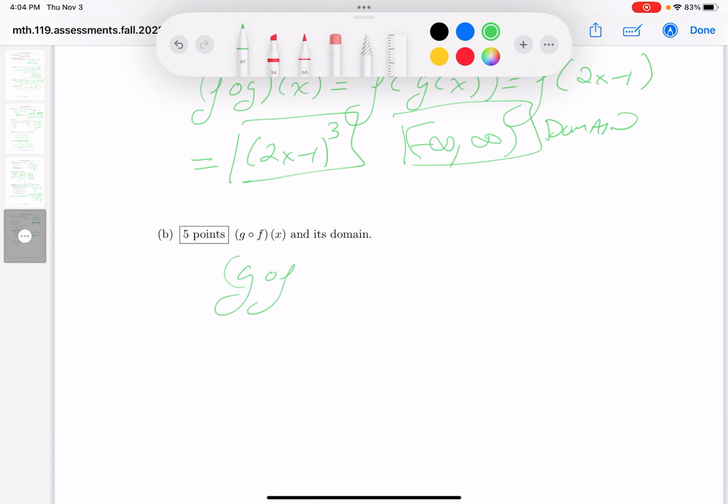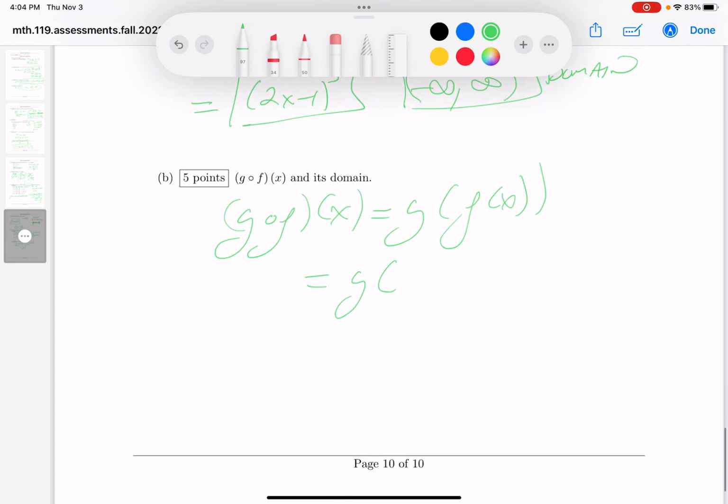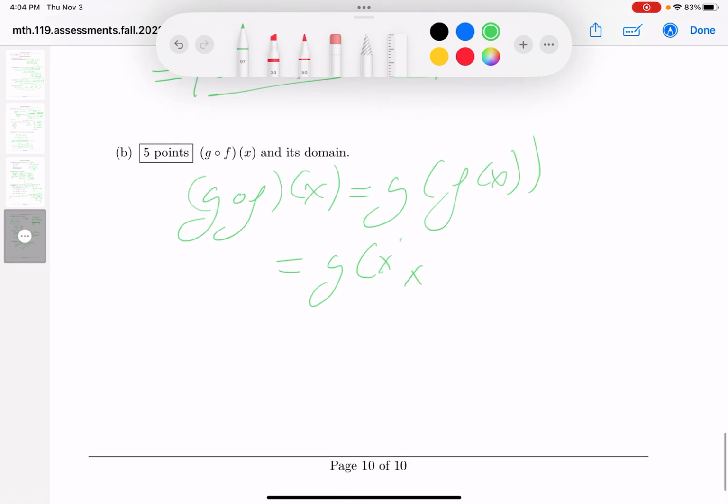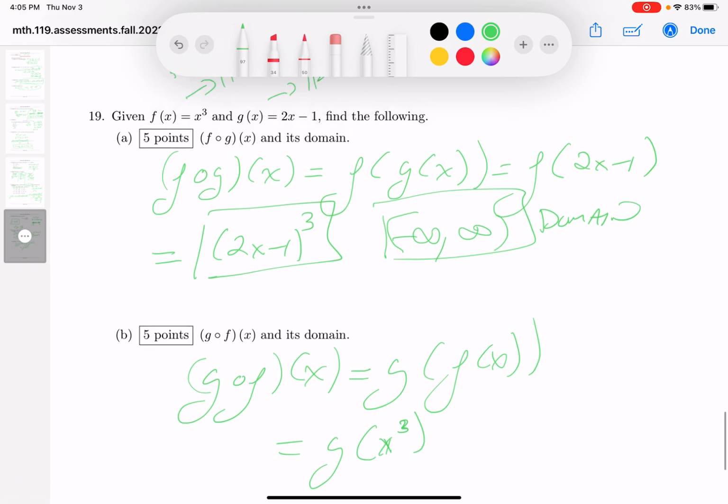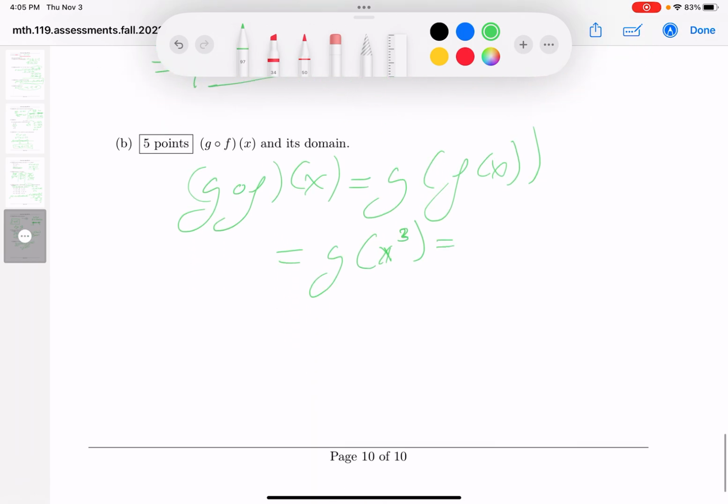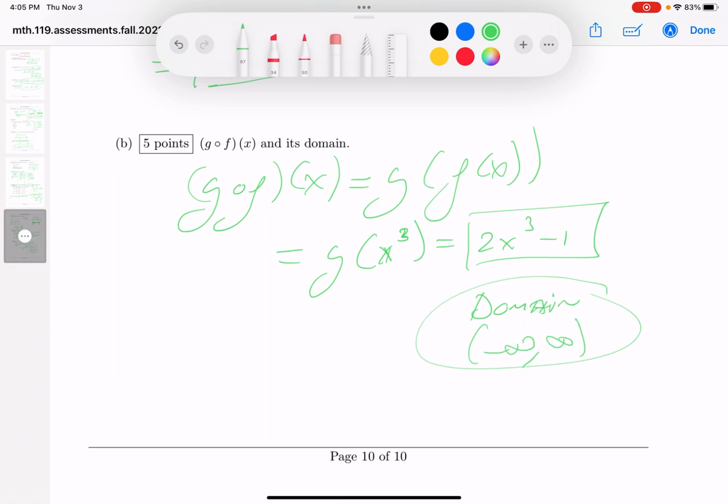g of f of x, and that's going to be g of f of x. What's f of x? Again, you're not trying to memorize, you're trying to read. That's just x cubed. It's x cubed. And what are you doing? That 2x minus 1. So it's twice its argument, minus 1. And what's its domain? Its domain is minus infinity to infinity. And we're done. Thank you.